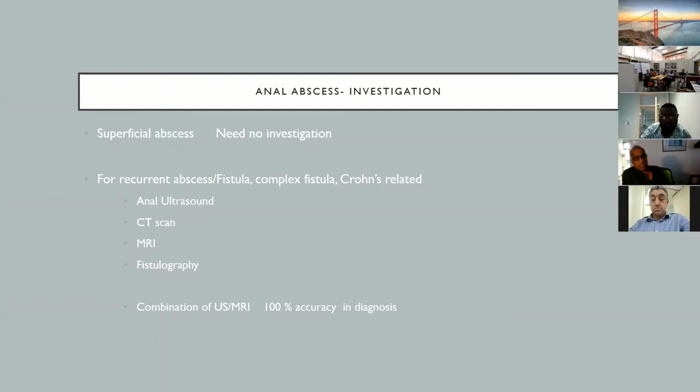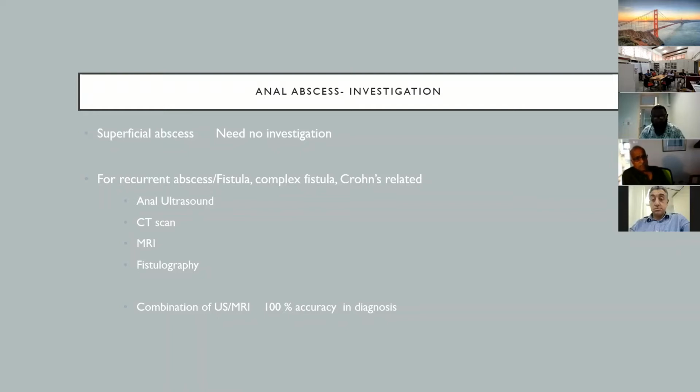So what are the investigations which you do? For a superficial abscess, it's a clinical diagnosis, no need for investigation. But for recurrent abscess and fistula, complex fistula, Crohn's related, we often do an ultrasound, CT scan, MRI scan. In Solomon Islands and PNG, fistulography for a patient with an anal abscess is of great help.